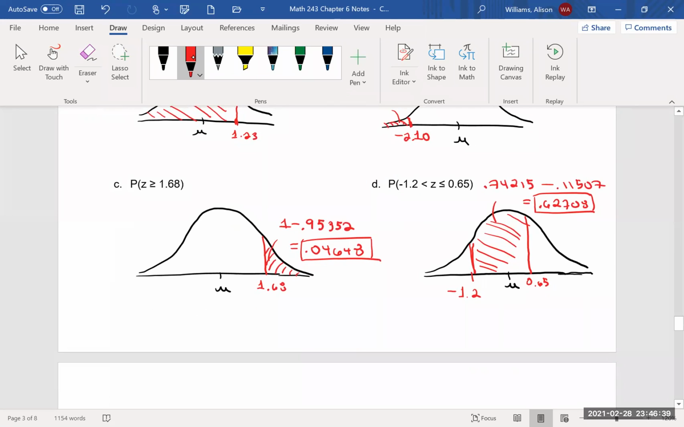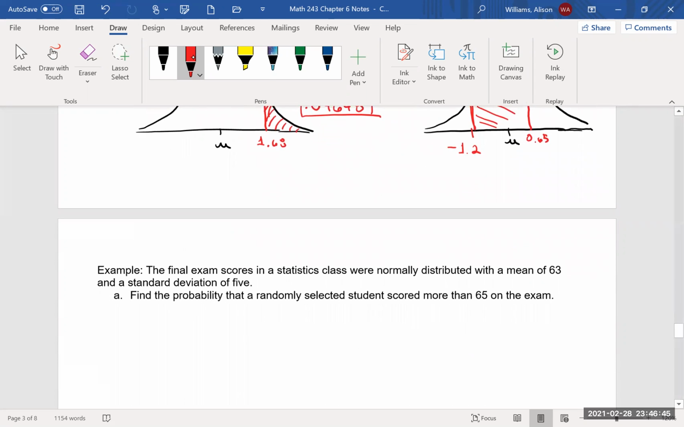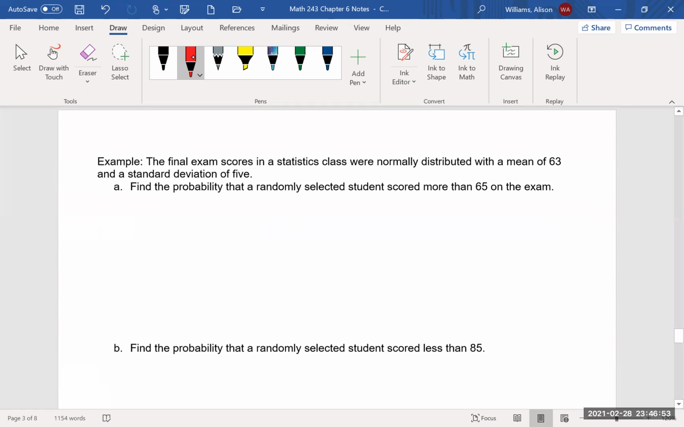Okay, so now that we kind of know how to use the table and the different kinds of scenarios we might get, let's try some actual problems with this. Let's say we have a final exam in a stats class that's normally distributed with a mean of 63 and a standard deviation of 5. Find the probability that a randomly selected student scored more than 65.